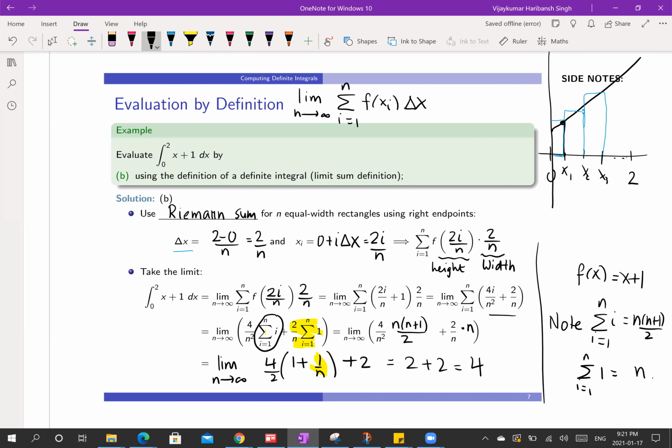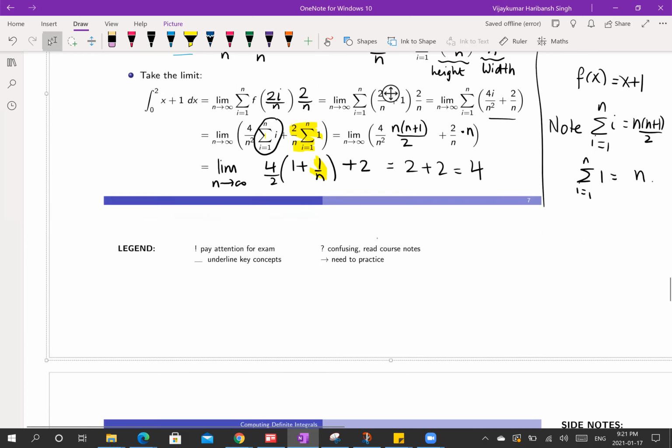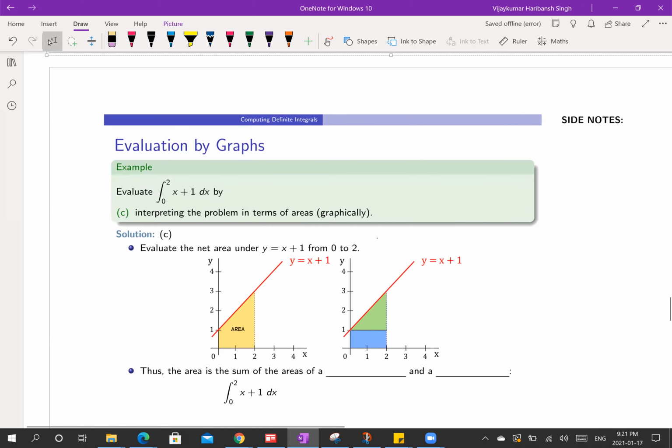So we have done a problem now using the definition of the Riemann sum. Now, the third one, again, graphically. Note that we may not be able to do it graphically all the time. It depends on how simple the function is. So now we'll interpret the integral from 0 to 2 of x plus 1 dx in terms of area. If we draw the graph, this is how it looks. It's a straight line. When x is 0, y is 1, and when x is 2, y is 3. So you get a structure of the following form.